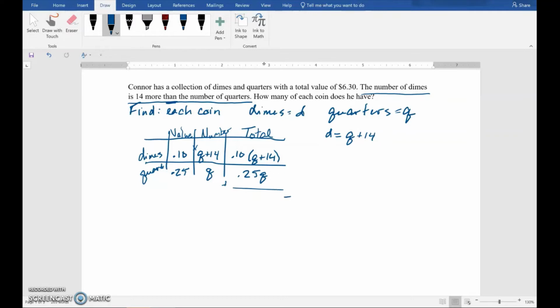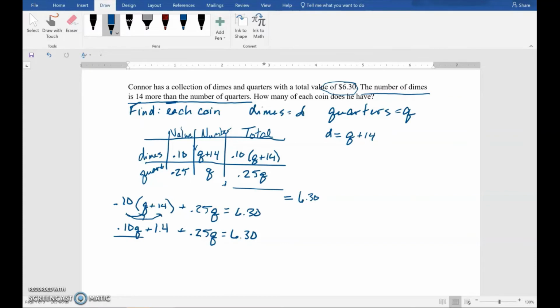And it needs to equal, up here, it has a total value of 630. So let's go ahead and do that. So we've got 0.10 times our parentheses Q plus 14, plus 0.25Q equals 630. Let's distribute in our 0.10. And the rest stays the same.